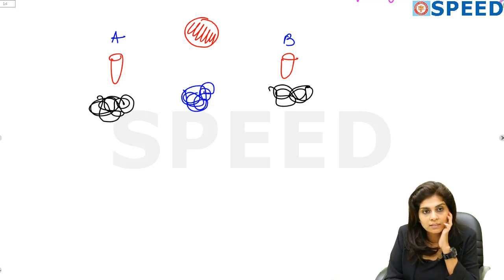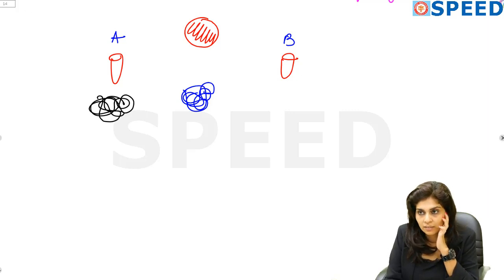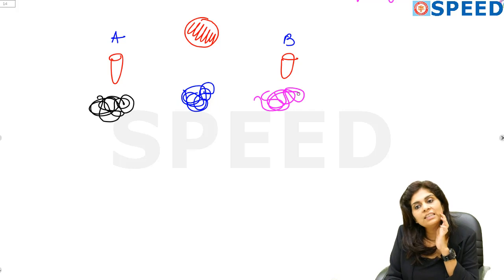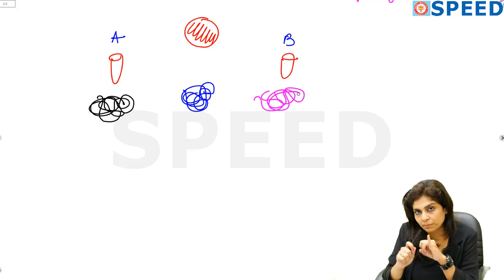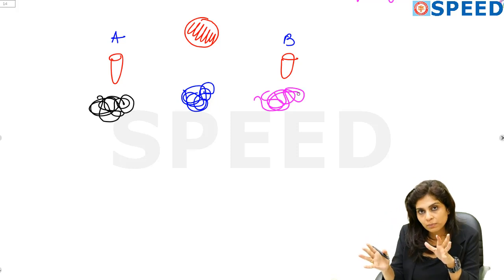Okay, let me show person B's DNA in a different color. So now you have 3 DNA samples. So what is step number 1? You collect blood samples from the 2 suspects. From the 2 blood samples and from the blood stain, you extract DNA.